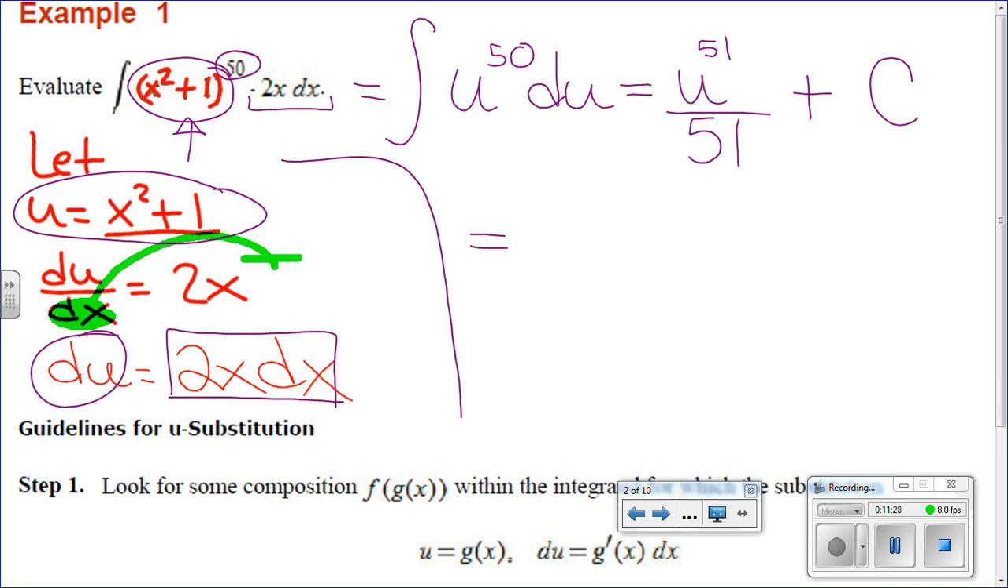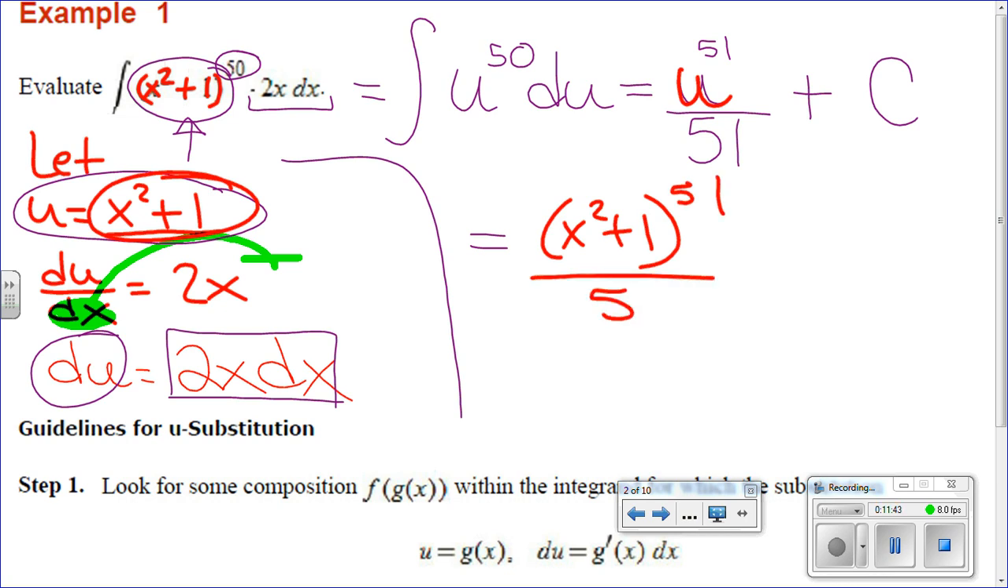And so instead of u, we're going to replace that with x squared plus 1. So x squared plus 1 to the power 51 over 51 plus C.